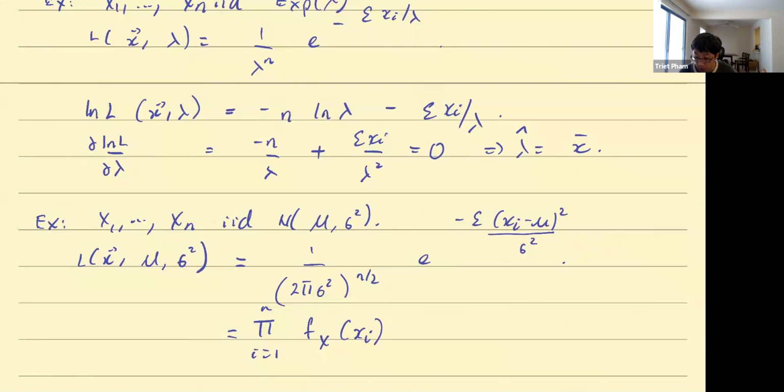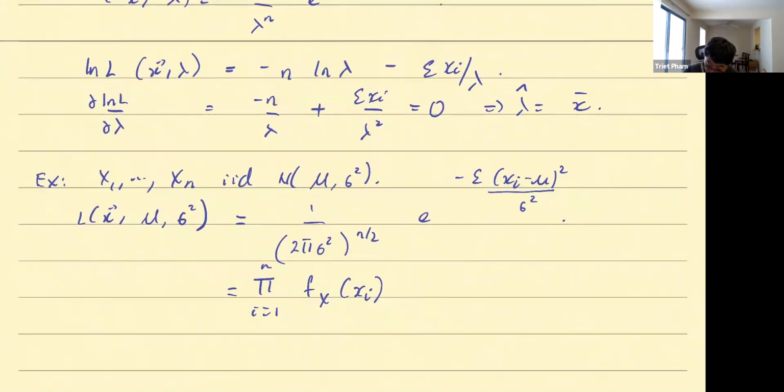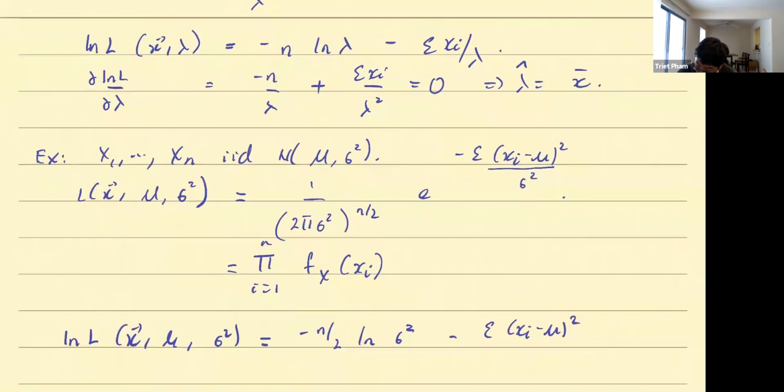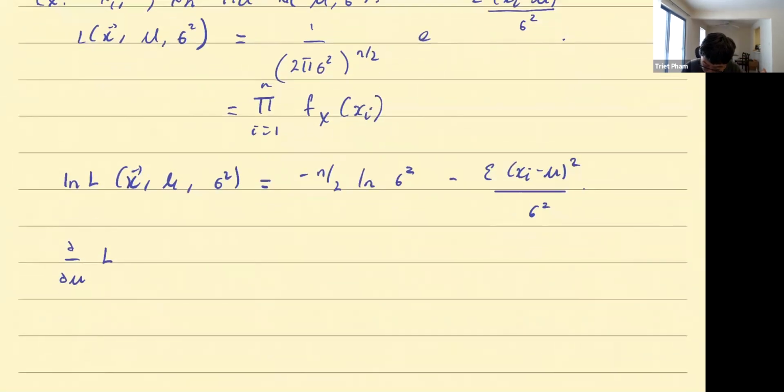We want to find mu hat and sigma hat square. So we will differentiate. Oh, sorry, we take the log first, right? Take the log, which is minus n over 2 log sigma square minus sum over sigma square, like that. Okay, and so what we said last time is to differentiate with respect to mu and differentiate with respect to sigma square, and set equal to 0.